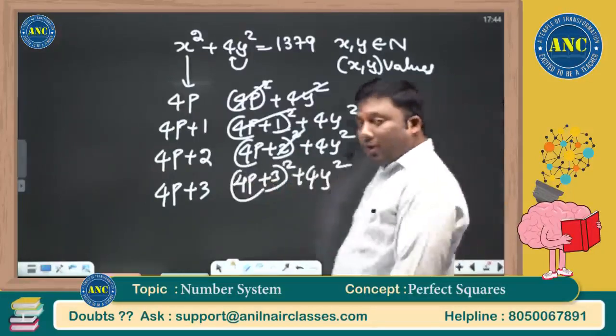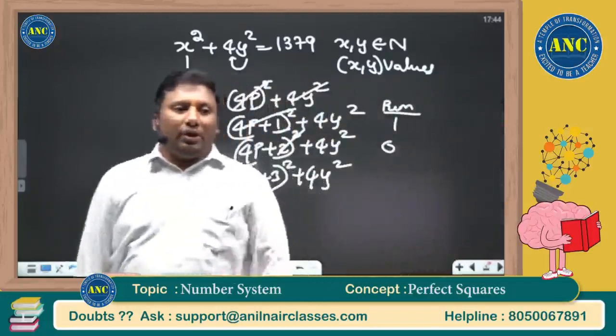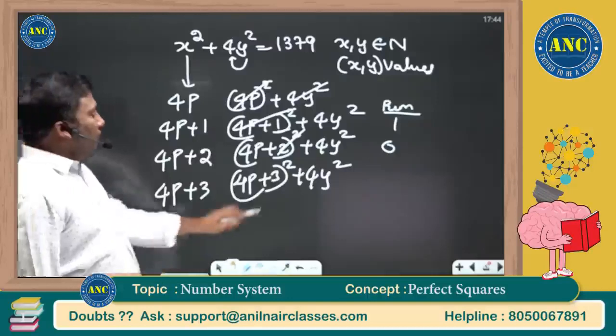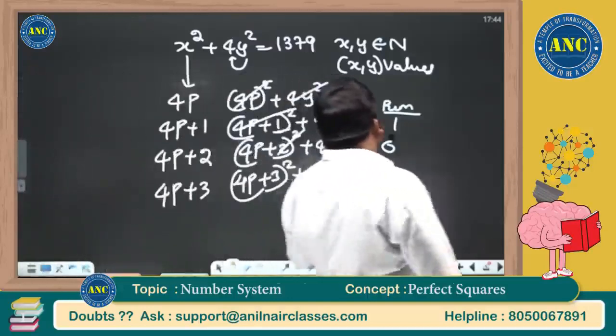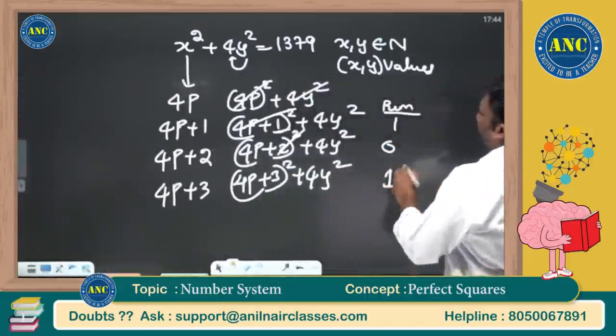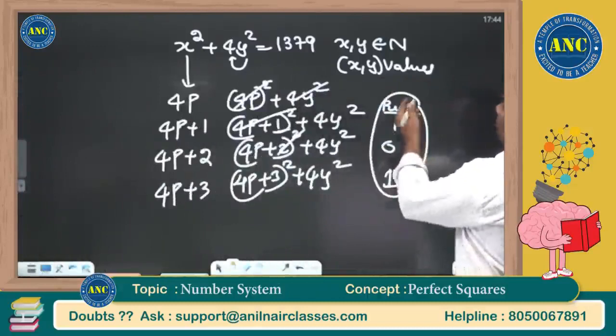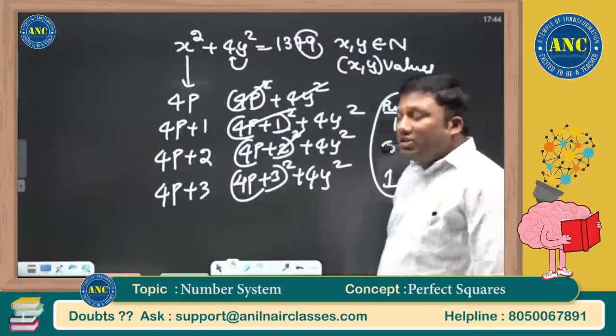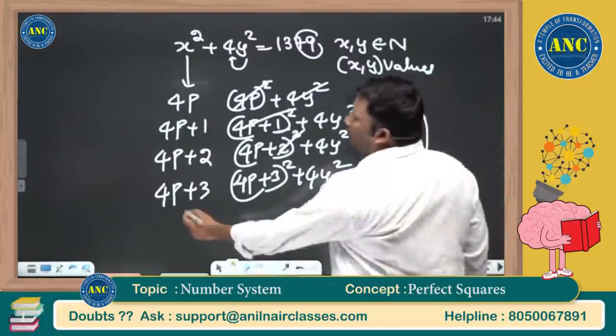4p square is divisible by 4, 2 into 4p into 3 is divisible by 4. 3 square is 9. 9 when divided by 4 gives remainder 1. Either remainder 0 or remainder 1. 1379 is 4 into 344 plus 3. So the same thing you will get.